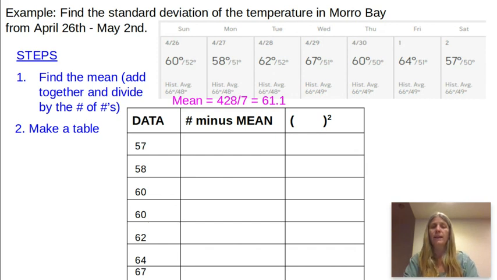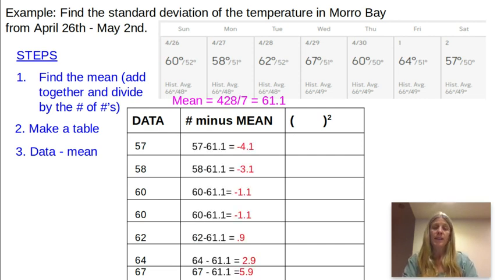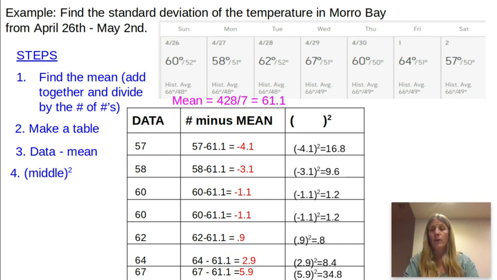For step number 2, we're going to take each data point and subtract our mean, which is 61.1. So we start out here: 57 minus 61.1 and we get negative 4.1. We then go 58 minus our mean, 61.1, and we continue for all of our 7 data points. We're now going to take this number and square it, so all of them will end up being positive numbers. So we're going to go through and get that table of numbers. We're going to take that middle column and square it.